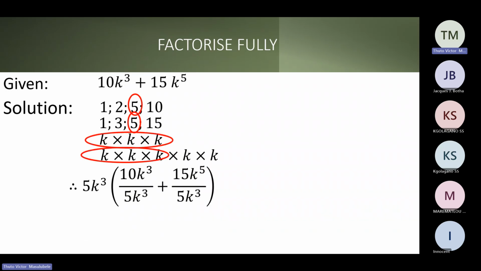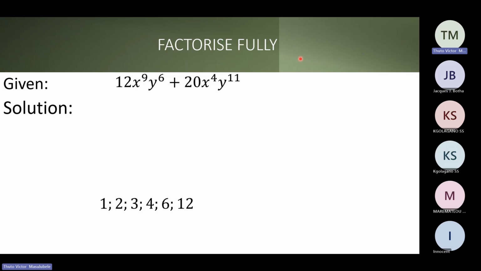Now that we know our highest common factor, that will be 5k cubed. Once we've taken out 5k cubed as the common factor, what do we need to do? We divide each term by the highest common factor. So you take 10k to the power of 3 divided by the highest common factor, which is 5k cubed, plus 15k to the fifth power divided by 5k cubed. If you apply the laws of exponents by simplifying the expression inside the bracket, we'll be left with 2 plus 3k squared.